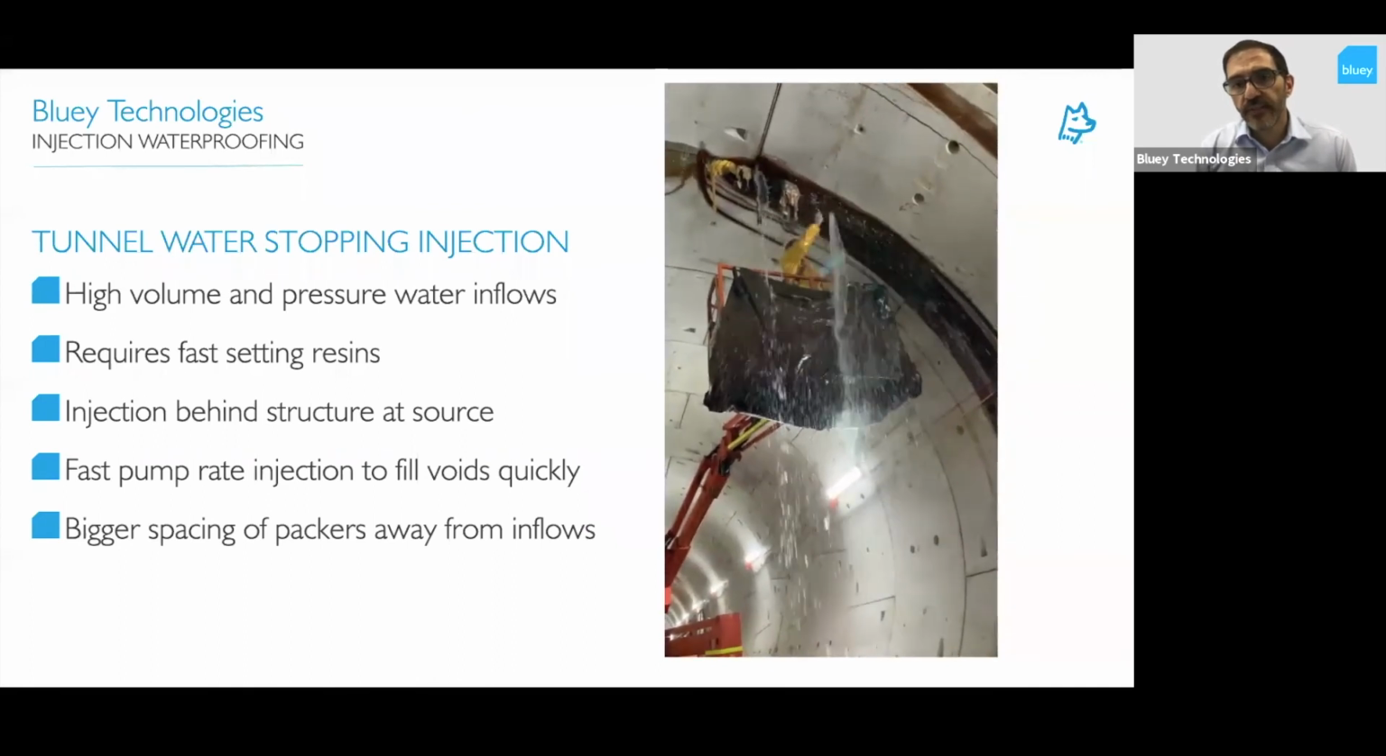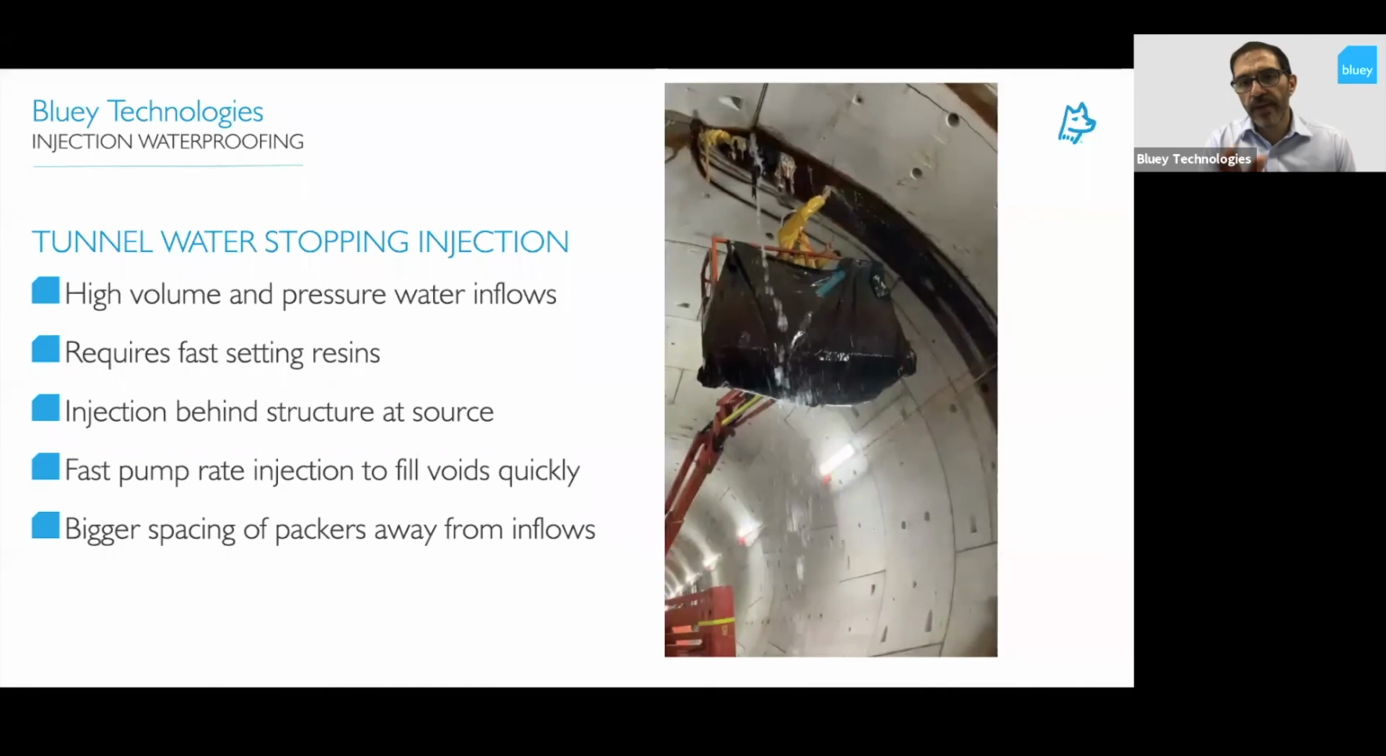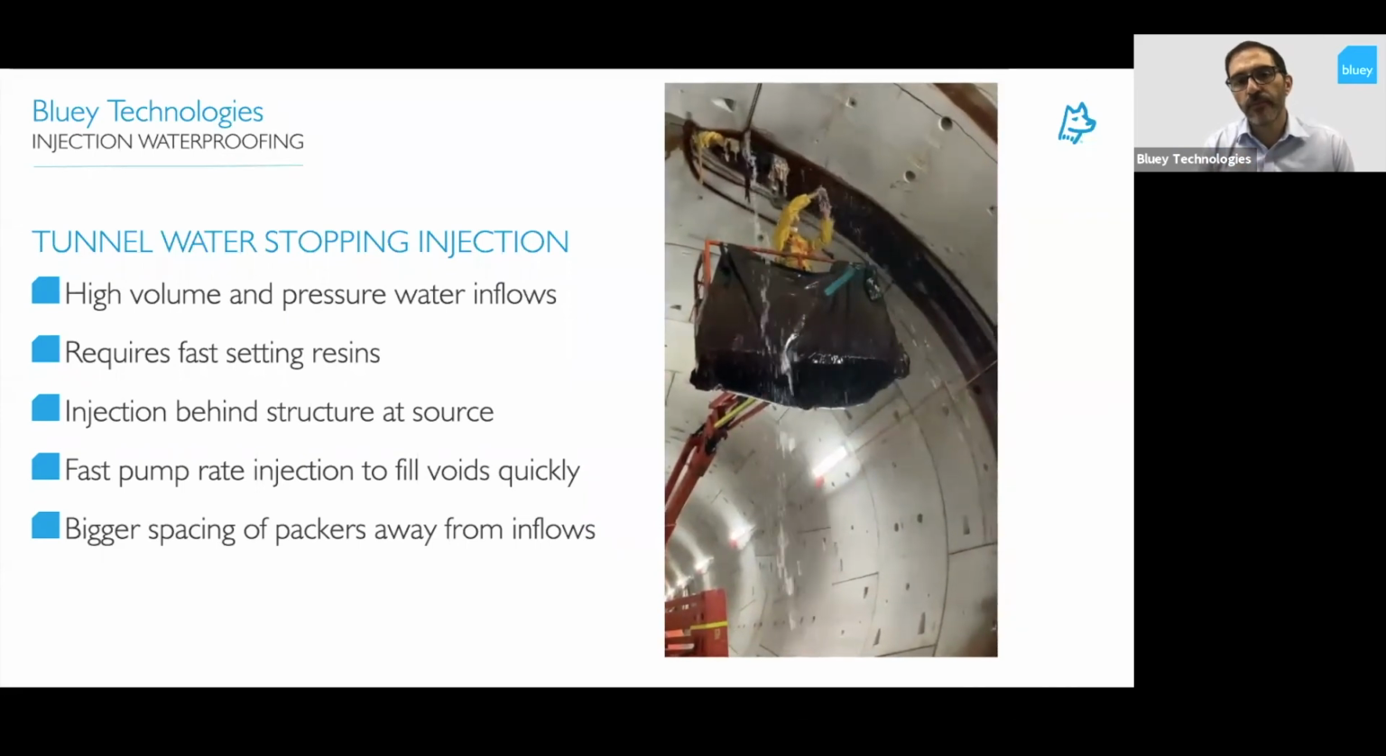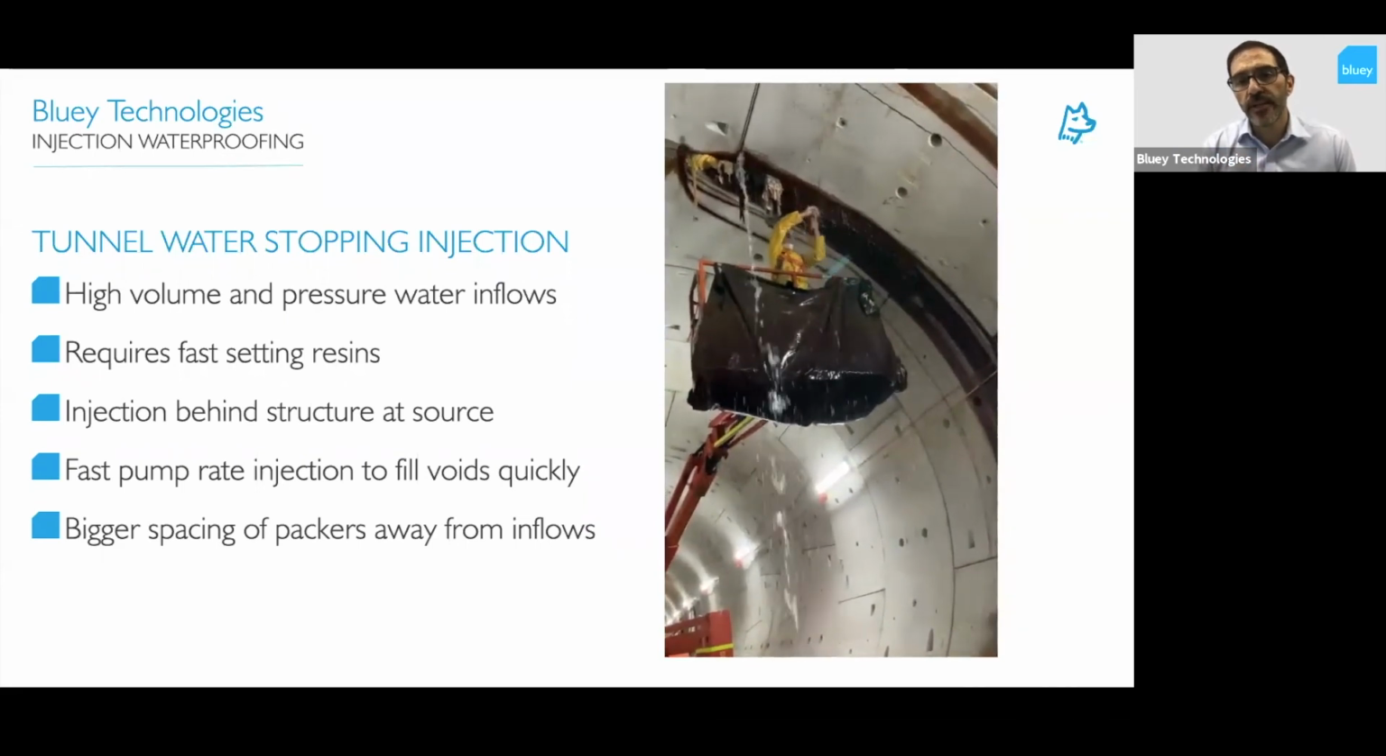And as you can see, just away from where he's installing that packer, there's a large amount of water coming in from the joint between the two segments. And notice he's not drilling where that water is coming in. Often you see the first reaction is, there's the water, we should go and inject right there. But it's often best to move away from where that water is coming in, closer to where the source of the water is in the rock, and inject there and fill that entire void behind. And then you'll see that seal up.